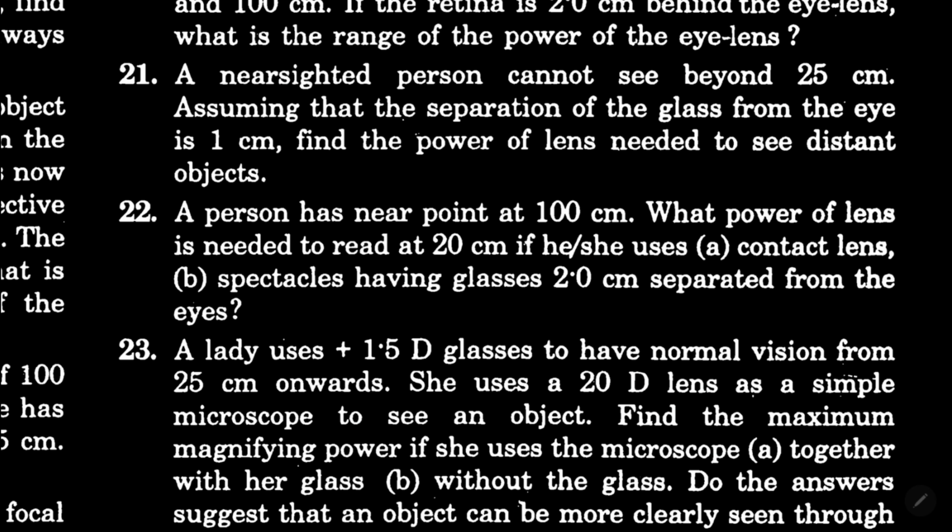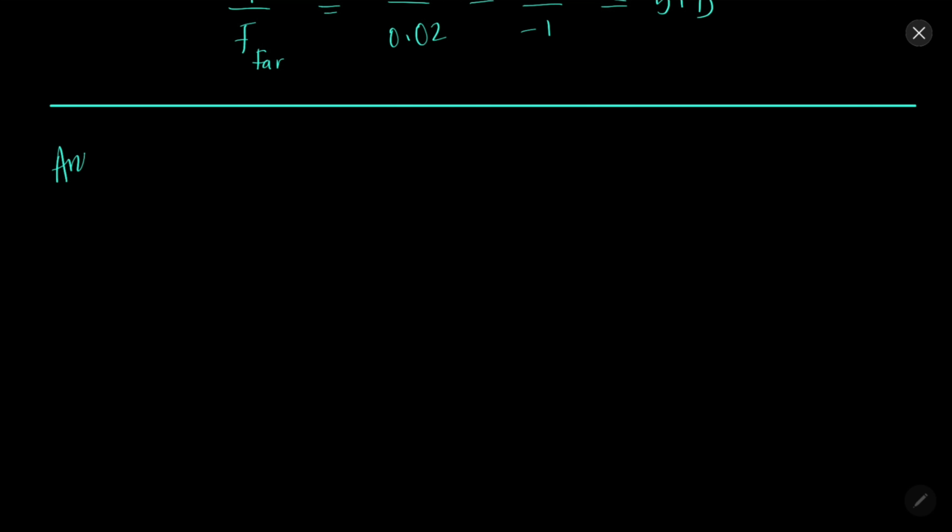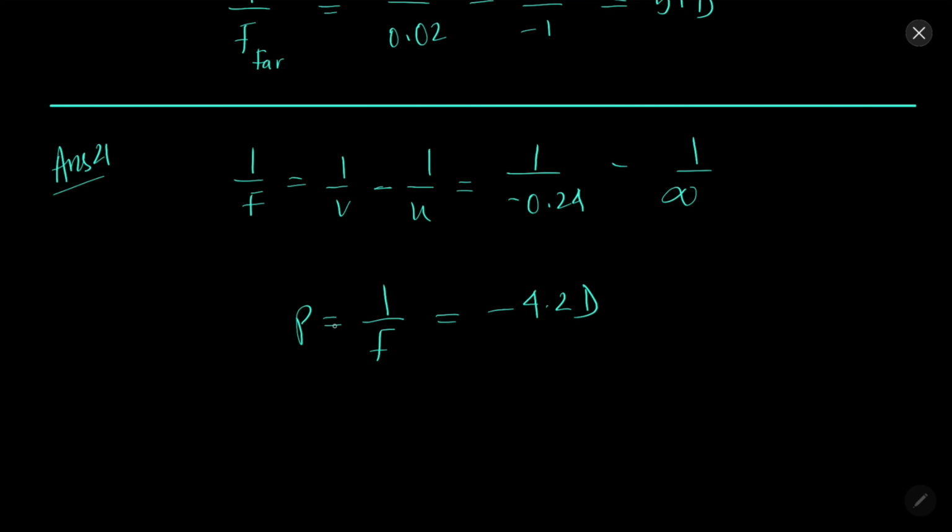In question 21, a nearsighted person is there. Find the power of lens. Solution 21. So 1 by f is 1 by v minus 1 by u, 1 over minus 0.24 minus 1 over infinity. 1 by f will be minus 4.2 diopter.